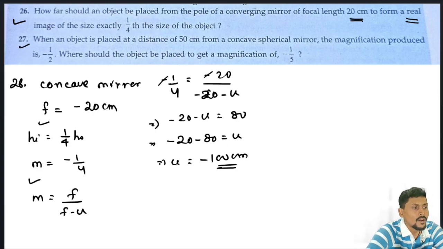Next question: when an object is placed at a distance of 50 centimeter from a concave spherical mirror, the magnification produced is -1/2. Where should the object be placed to get a magnification of -1/5? Again, this question is based on concave mirror.